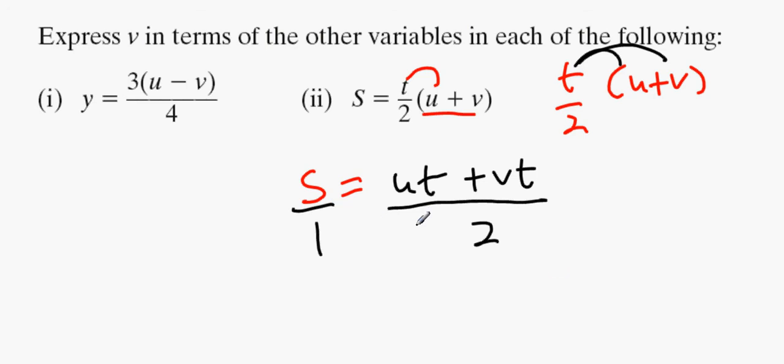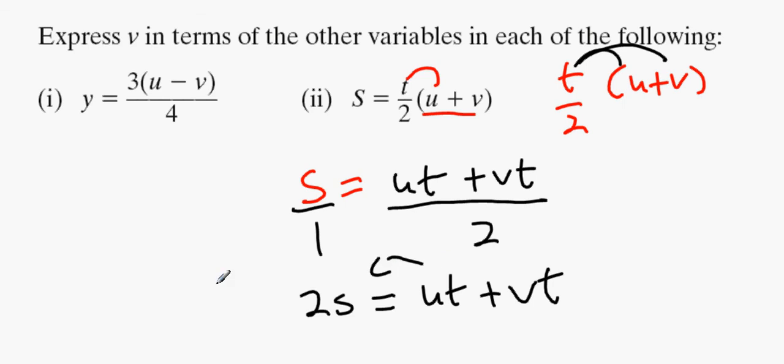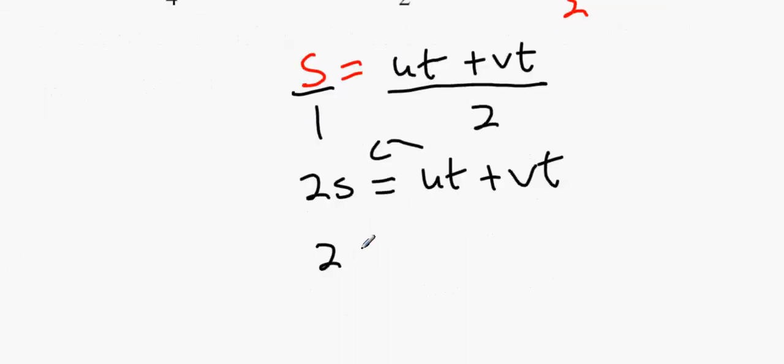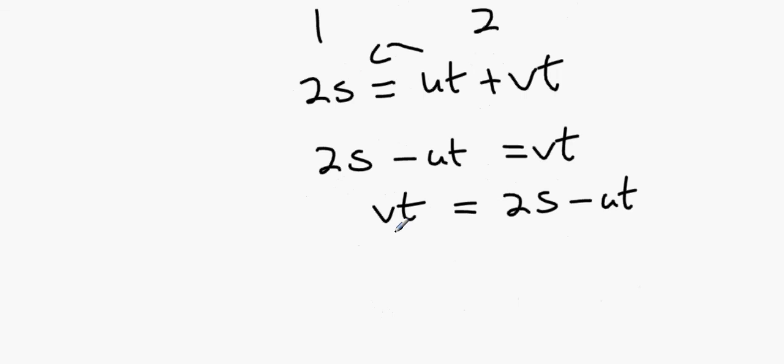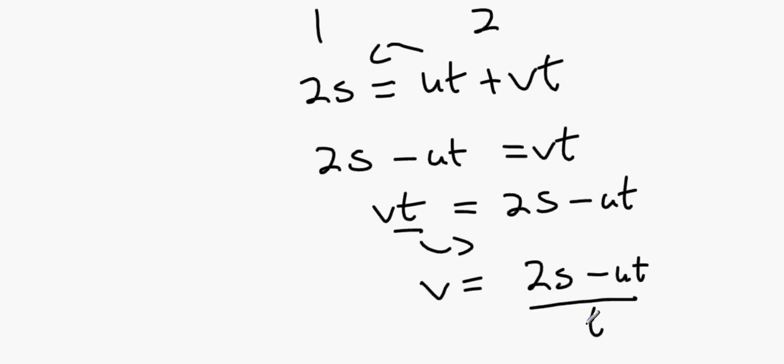Cross multiply if you can, so you're going to get 2s equals ut plus vt. You want v on its own, so bring ut over to the other side. So we're going to get 2s minus ut equals vt. Spin it around so that the vt is on the left. So 2s minus ut. You want the v on its own. The t is stopping it. It's v multiplied by t, which means when you bring the t to the other side, it's going to be divided by t. So v equals 2s minus ut, all divided by t.